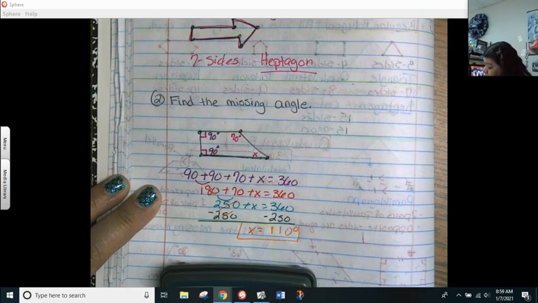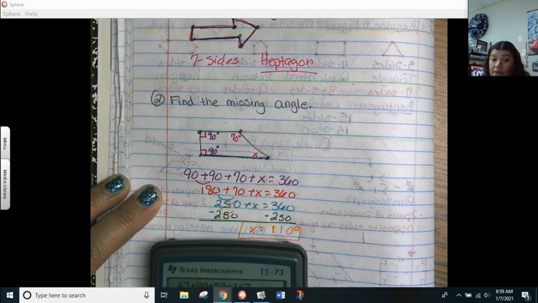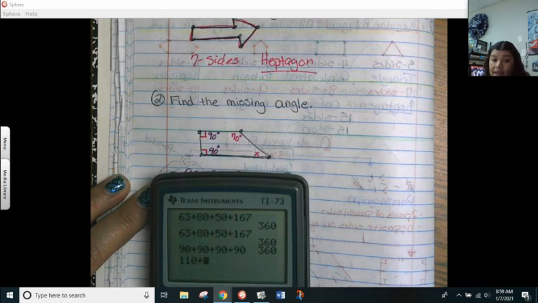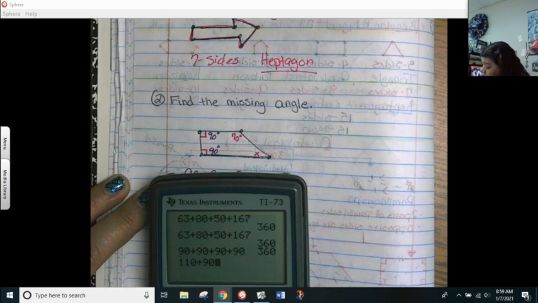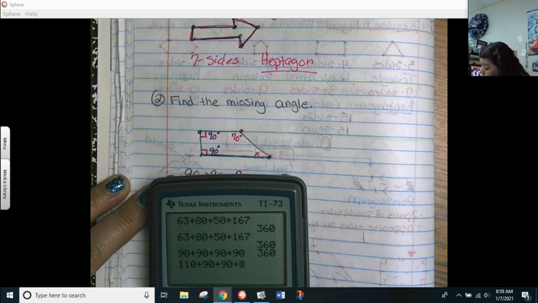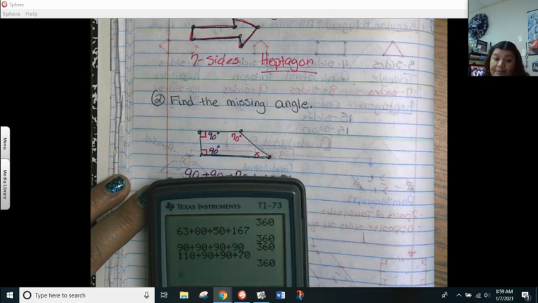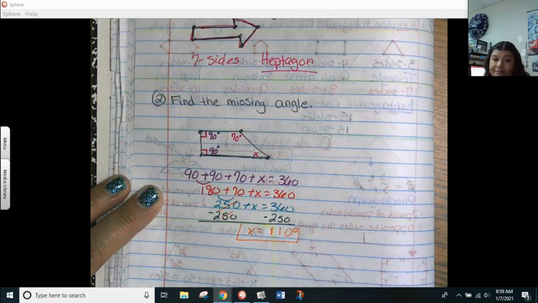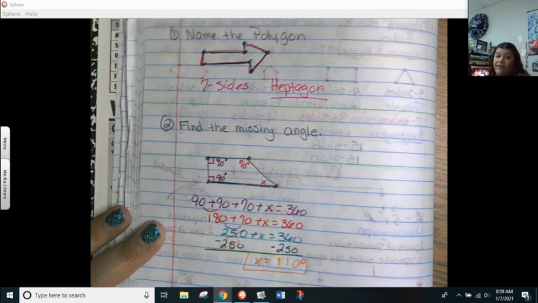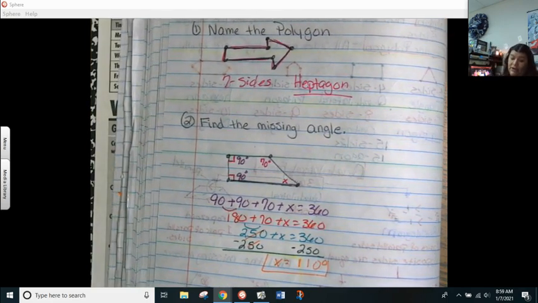And let's check our work. 110. There it goes. 110 plus 90 plus 90 plus 70, 360. All right, guys. That's all I have for you for today. It's just the polygons and the quadrilaterals.